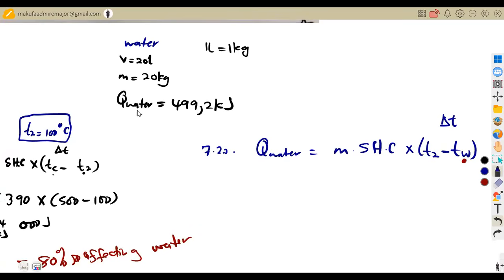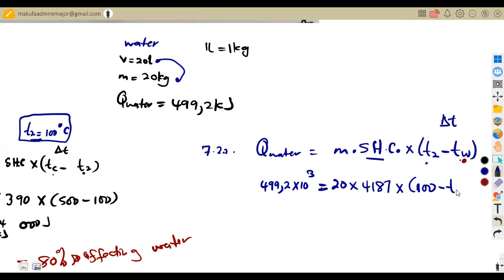In this case, we can just substitute the heat for water, the one that was transferred, being 499.2 times 10 to the exponent of 3. The mass from the volume, we said the mass is going to be 20 there, times the specific heat capacity from our information sheet for water. It's 4187 times T2 minus T water, T2 being the temperature for both water and copper combined. So we are going to subtract the temperature for water from there. So we can calculate our T water in this case, okay?